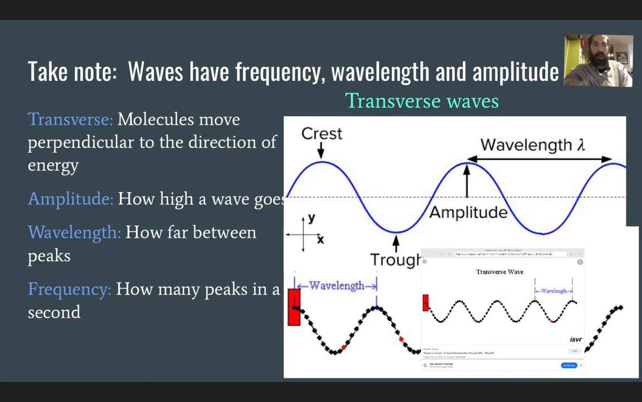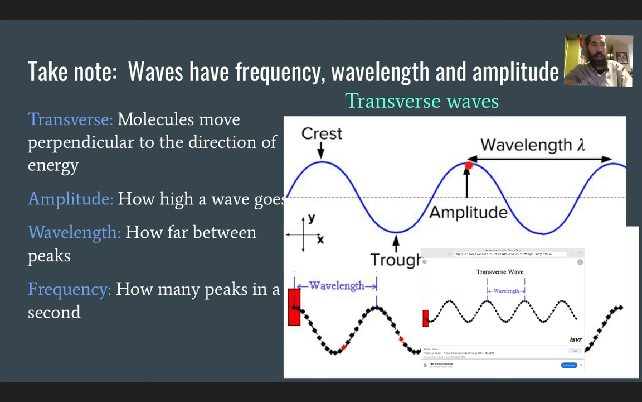So to review the parts of a wave, we're going to first talk about transverse waves. In a transverse wave, the medium, or the molecules in the medium, move perpendicular. That's at right angle to the direction of the energy, which is moving left to right in this case. You can see in the picture that the beads are moving up and down, but the energy, the wavelength, moves left to right.